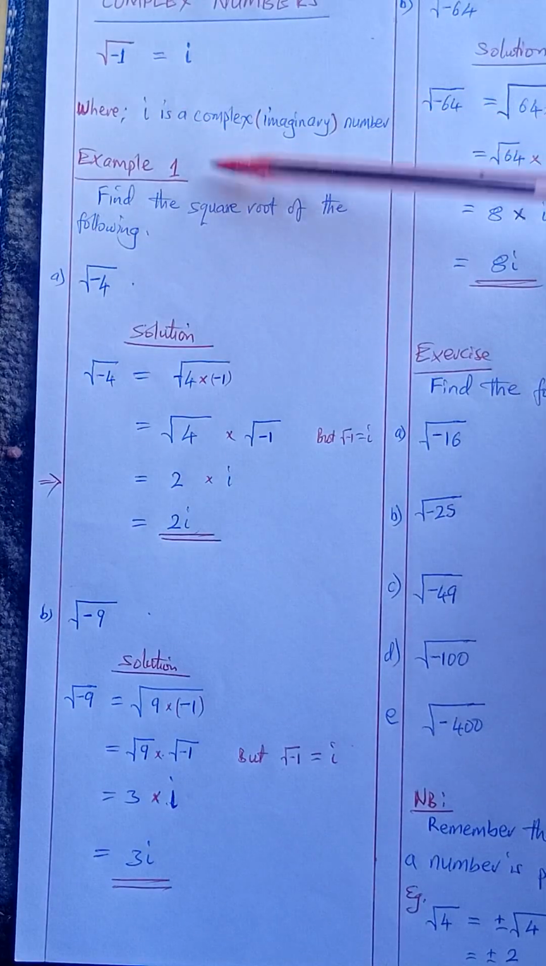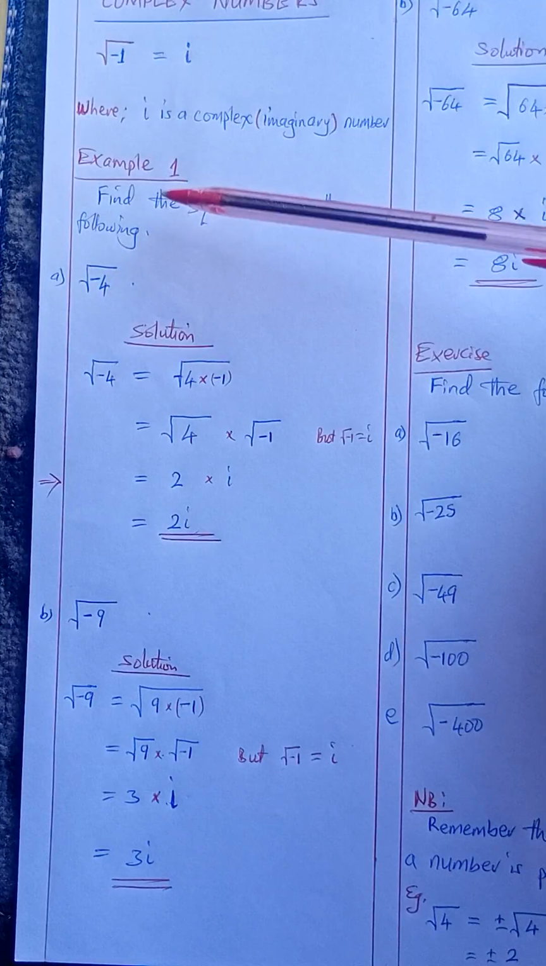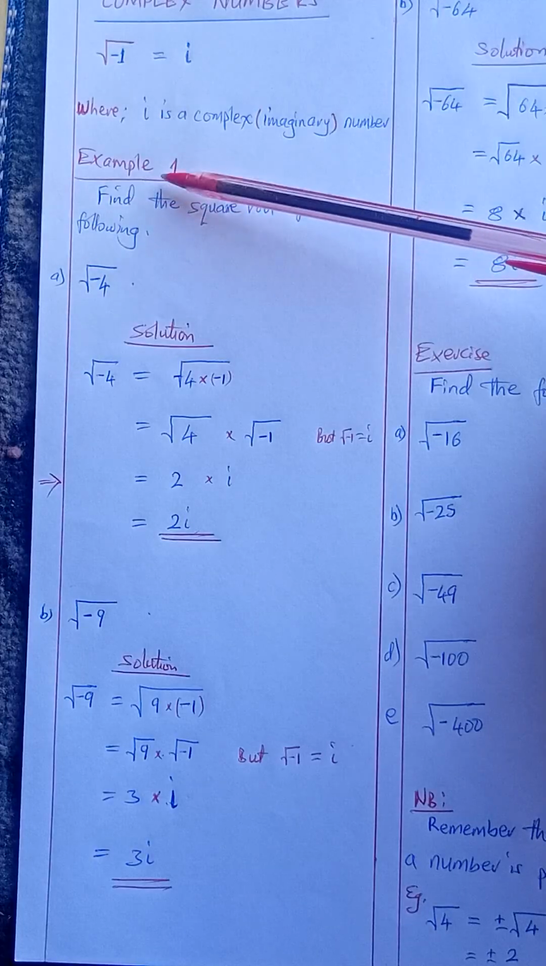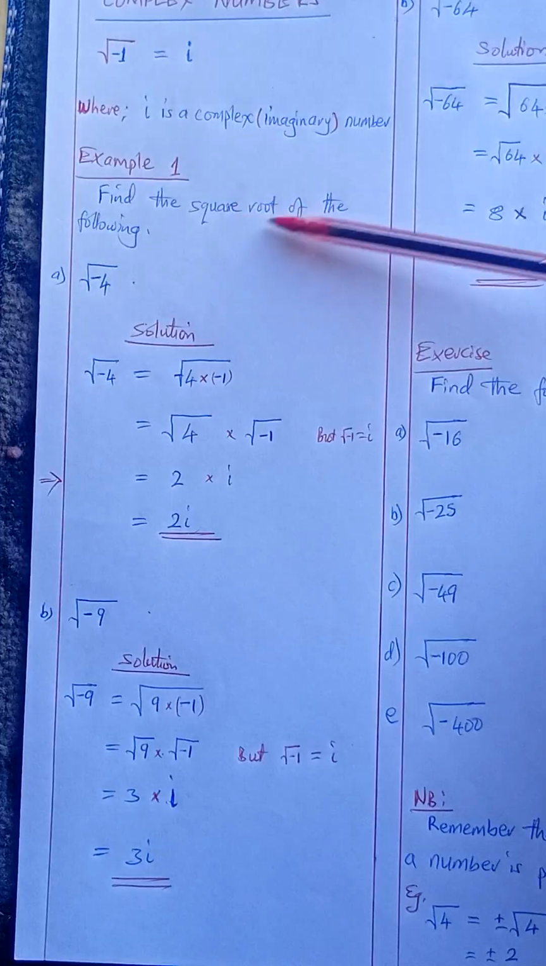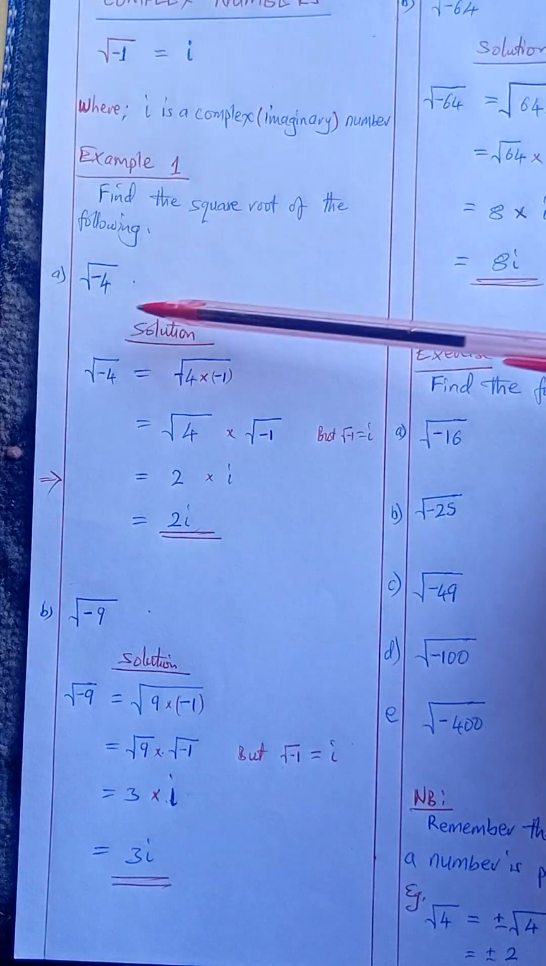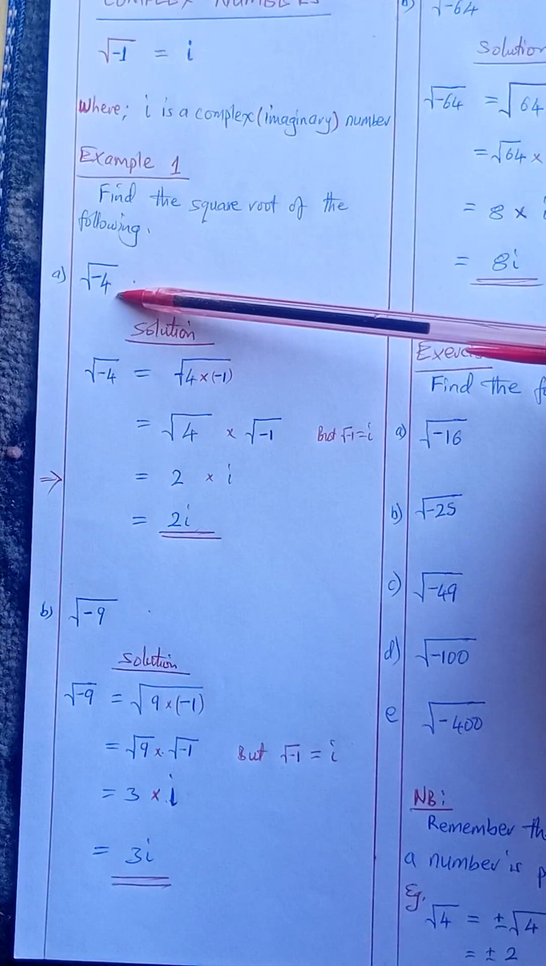And this one is the example. We have many examples. After this example, you search for example 2, you search for example 3, like that. So we are beginning with example 1. In our example 1, we are to find the square root of the following. Part A, we are asked to find the square root of negative 4.